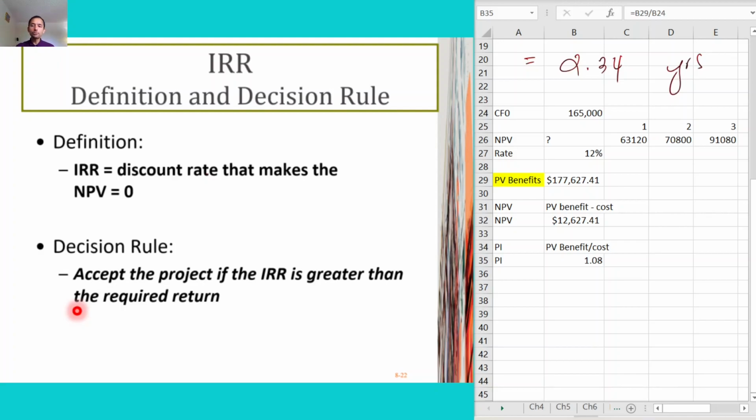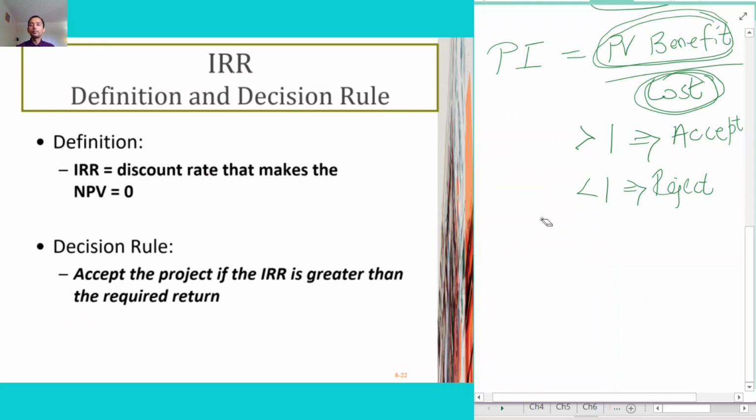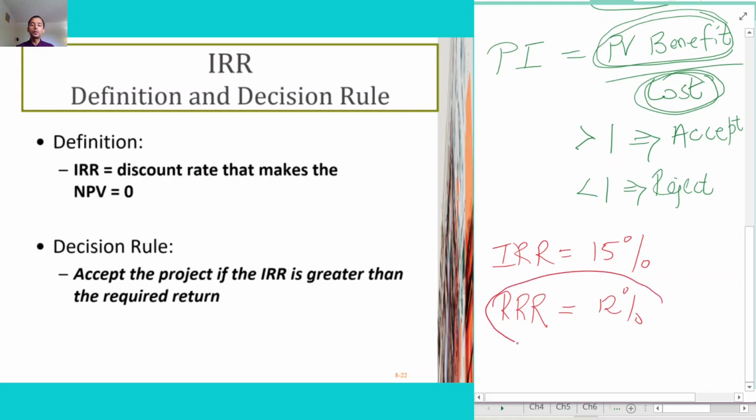Makes sense? Just to give you a quick example, let's say the IRR for a project is 15%. We calculated IRR and it's 15%. And our required rate of return on that project, given the level of risk, is let's say 12%. We require 12%, and this project is generating 15%. Accept or reject? We definitely want to accept, right? If it's generating more than what I want, even better.